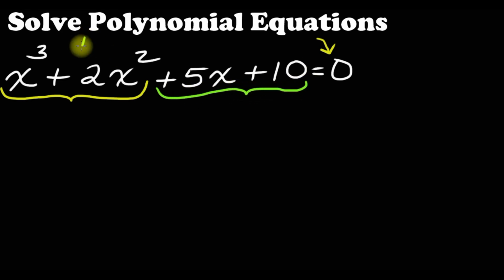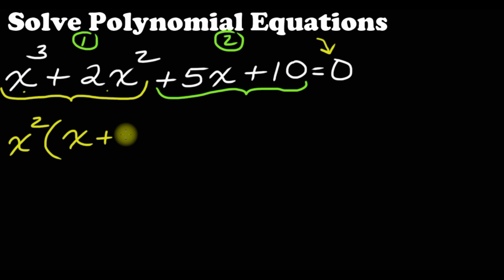So this is group 1 and then group 2. Break them up into 2 groups. Okay, so for this group, we're going to factor this by pulling out the greatest common factor. Your greatest common factor here is going to be x squared. So if you pull out an x squared, you're left with x plus 2.